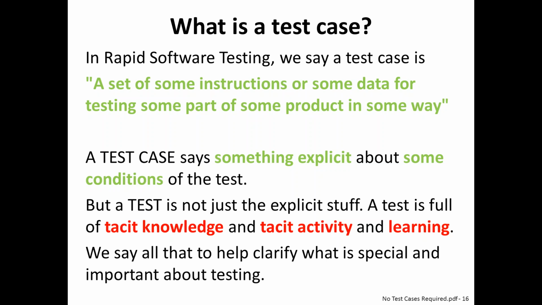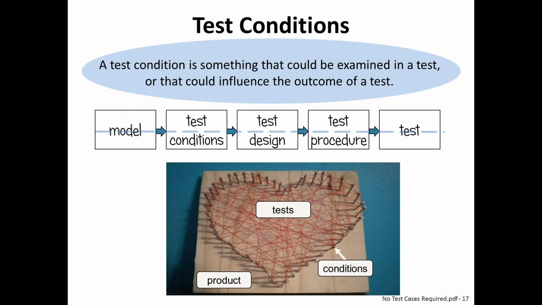Now, there is something useful in the ISTQB definition of test case there, and that is the concept of a test condition. I like the idea of a test condition. And in RST, James and I developed this after lots of arguing with each other. We developed this notion of what a test condition is. A test condition is something that could be examined in a test or that could influence the outcome of a test. So as we develop models of the product, we identify specific conditions that we might want to test sometimes. We design a test that exercises those conditions, and we design a procedure, and then we perform the test.